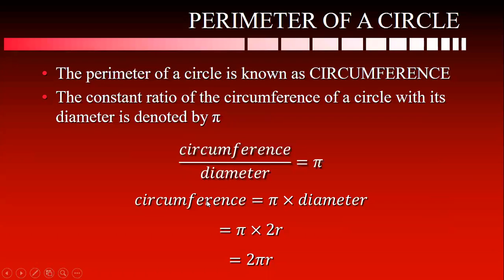Now, circumference is pi times diameter. We know that diameter is 2 times the radius. So, we can write diameter as 2r, where r is our radius. So, we get the formula for circumference of a circle as 2 pi r from the definition of pi.